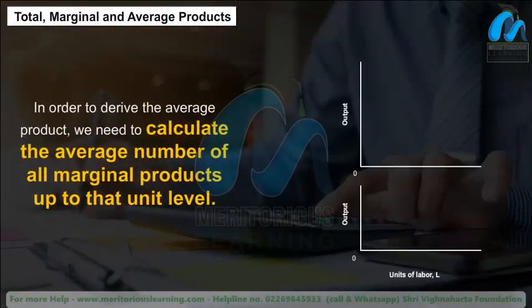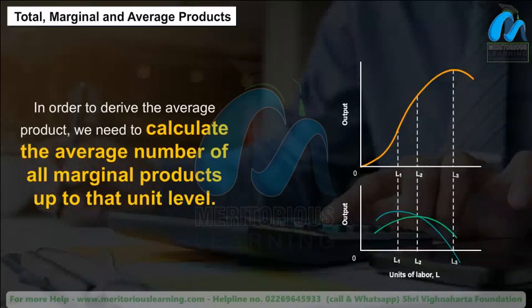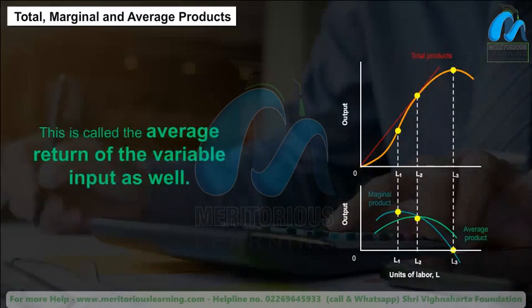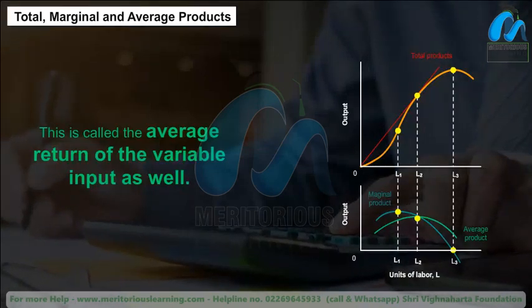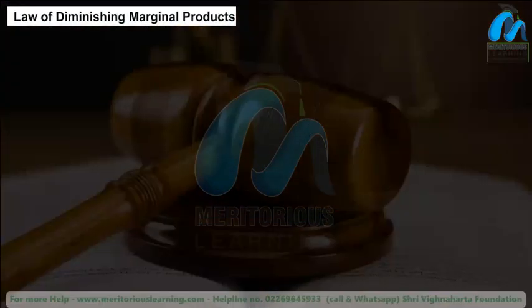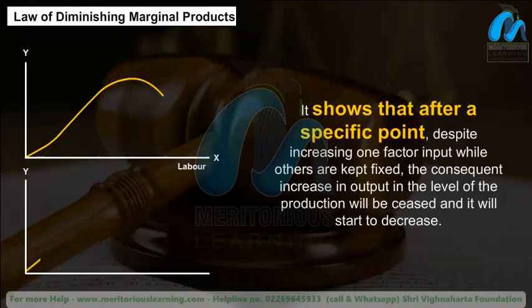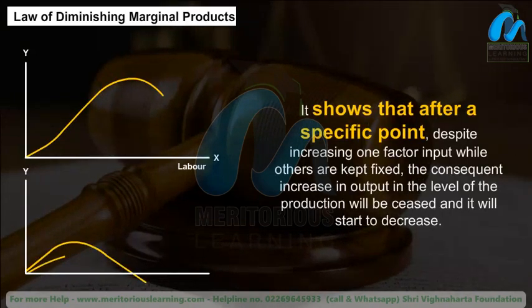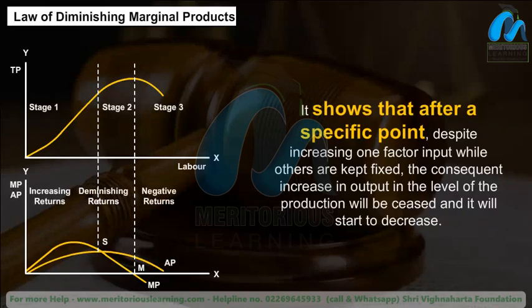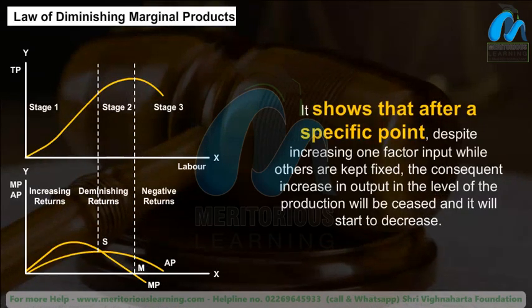In order to derive the average product, we need to calculate the average number of all marginal products up to that unit level. This is called the average return of the variable input as well. Law of diminishing marginal products. It shows that after a specific point, despite increasing one factor input, while others are kept fixed, the consequent increase in output in the level of the production will cease and it will start to decrease.